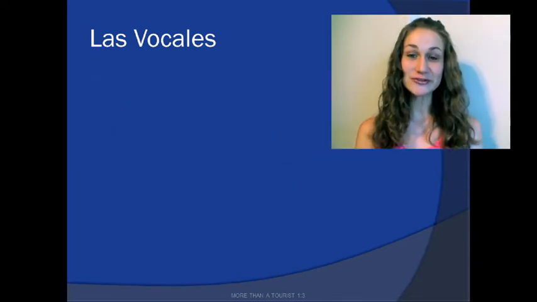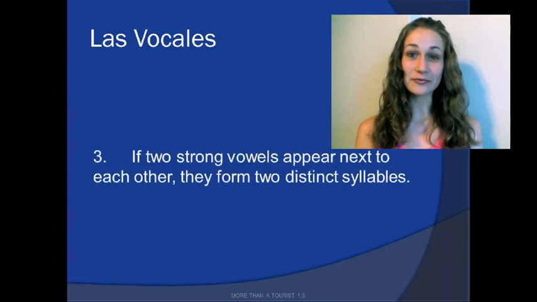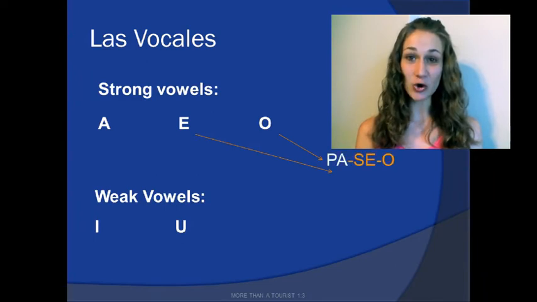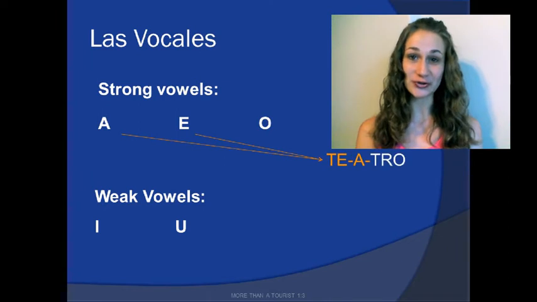And third, if we have 2 strong vowels next to each other, they form 2 distinct syllables. So we have a word like paseo, which is 3 syllables, and teatro, which is also 3 syllables.